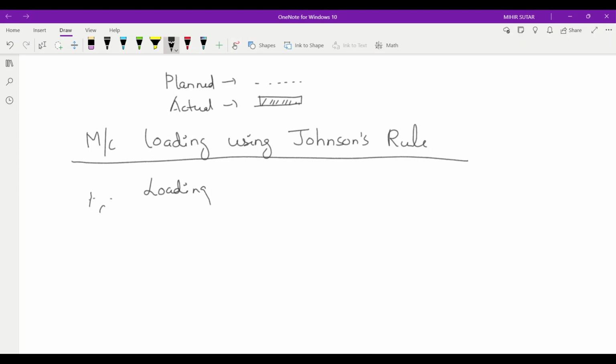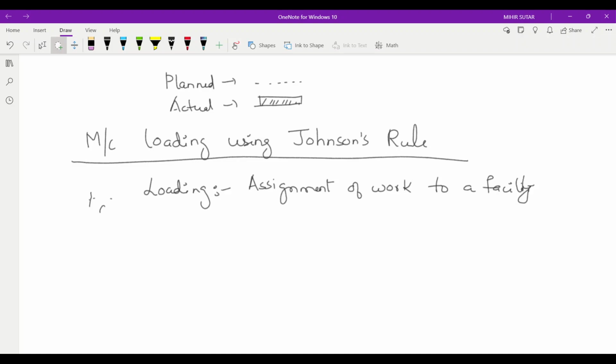Loading means assignment of work. Assignment of work to a facility. Why am I using the term facility? Facility may be man or machine. So this is your loading.